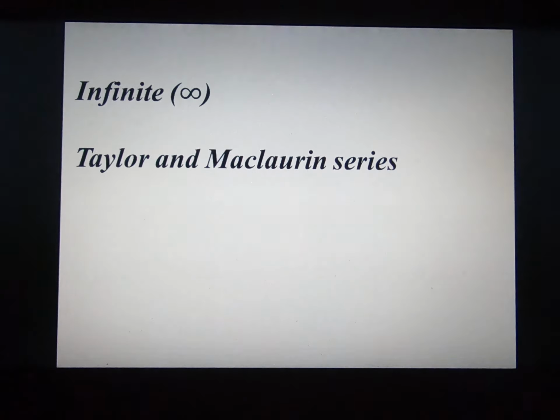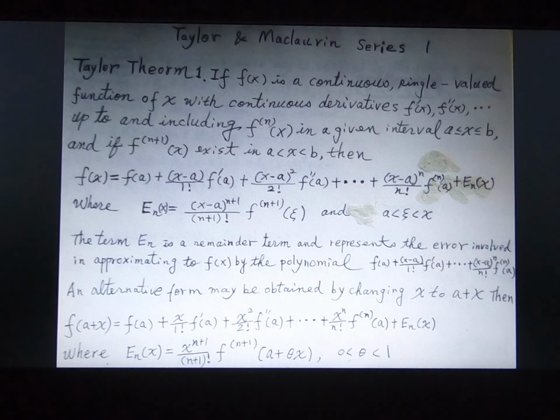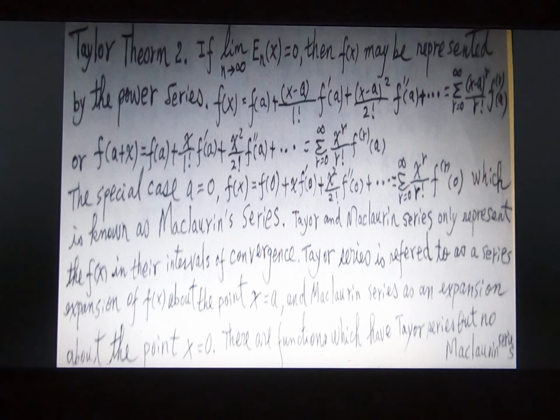Infinity, Taylor, and the Maclaurin series. Taylor and Maclaurin series is good for representing a function f(x), and this is the formula with a remainder. And if a is equal to 0, it's called Maclaurin series. And if the remainder is 0, then your function can be represented by this equation.